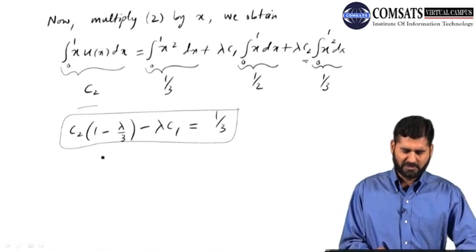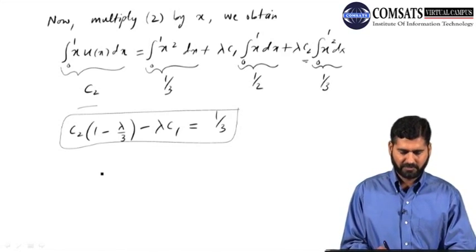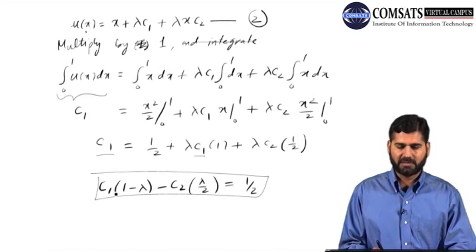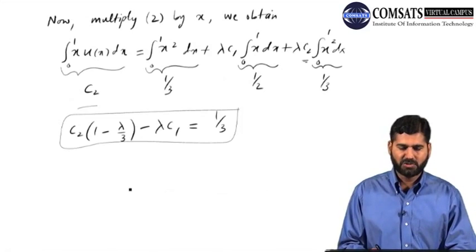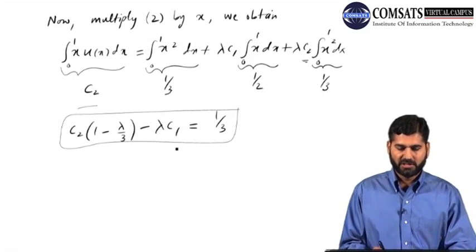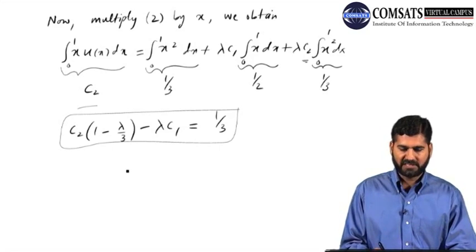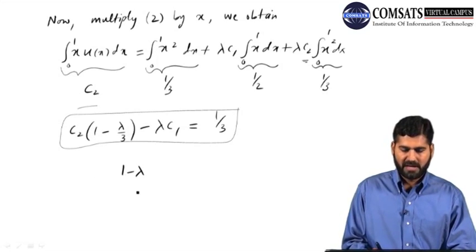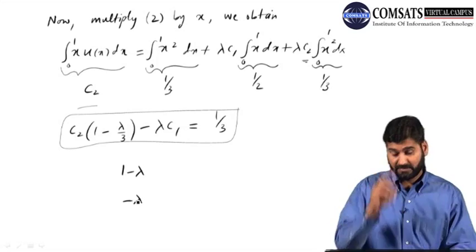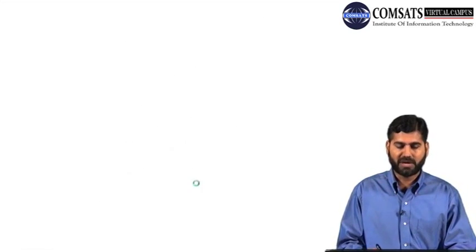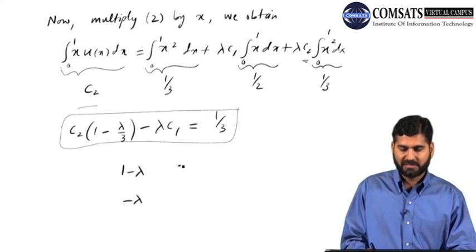So your system basically becomes: c1 times 1 minus lambda and c2 times 1 minus lambda by 3. So the coefficients of c1 are 1 minus lambda and minus lambda. And c2 has minus lambda by 2 and 1 minus lambda by 3.